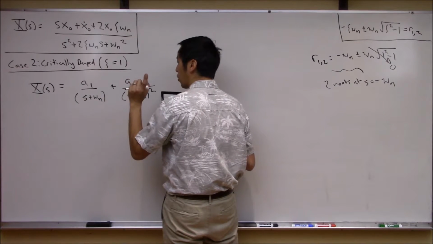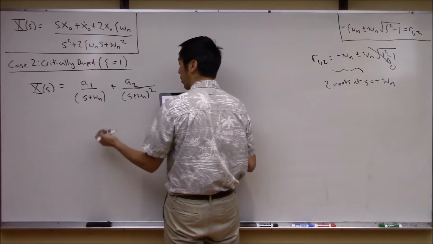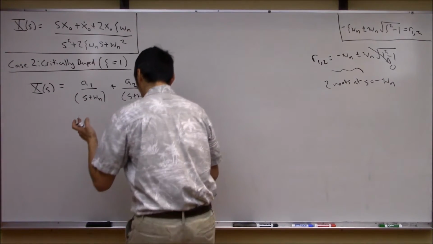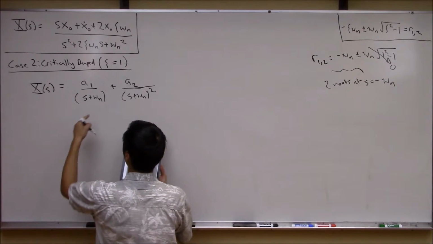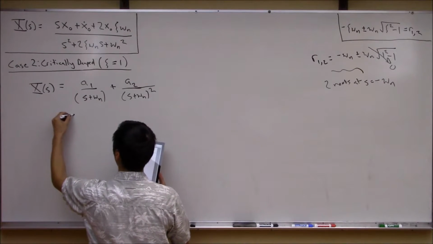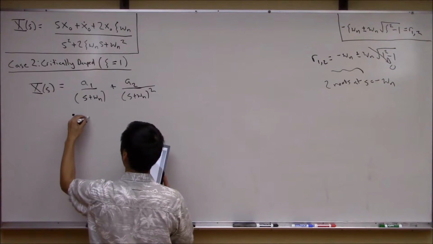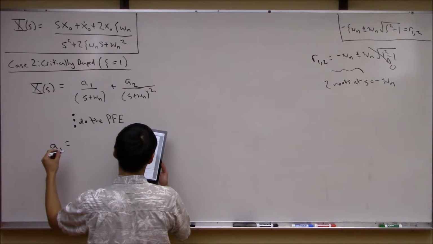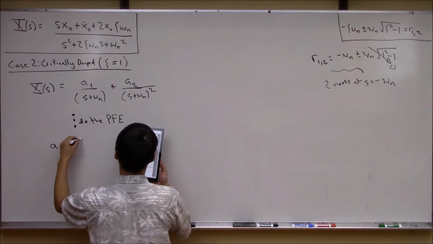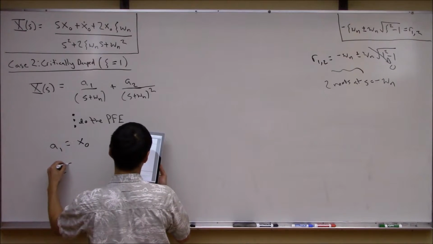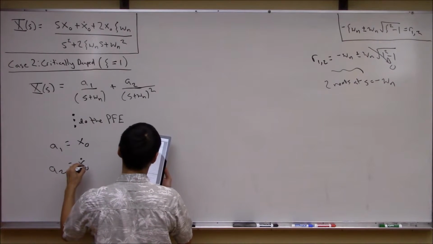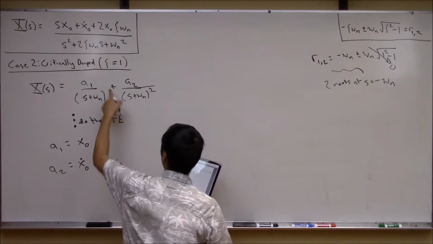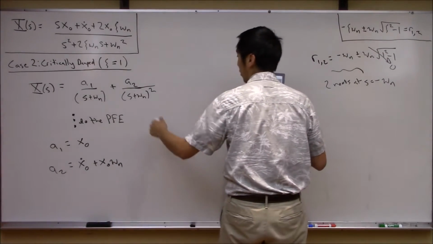Again, this is just because we have repeated roots, right? So we need to take a different form of the partial fraction expansion. So again, you walk your way through this and you get these coefficients a1 and a2. Again, this is do the partial fraction expansion. You're going to get a1. This is not so bad in this case. a1 turns out to be actually just x0, and a2 turns out to be x dot 0 plus x0 omega n. Great.